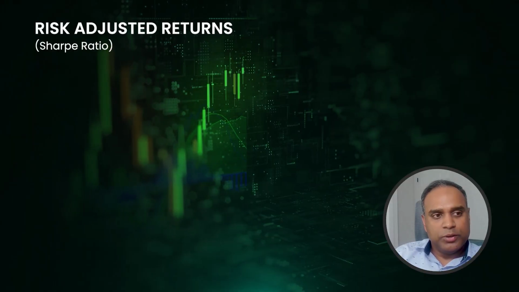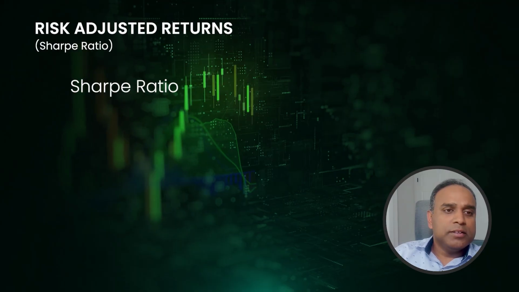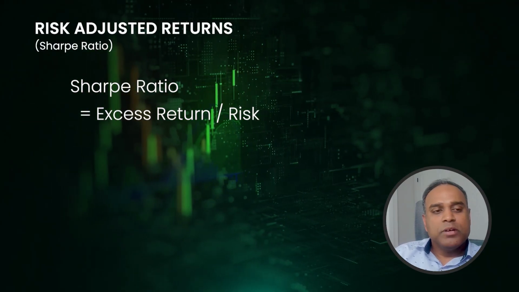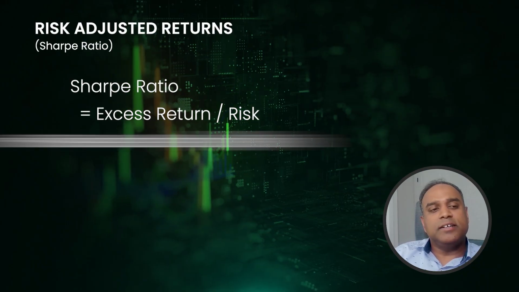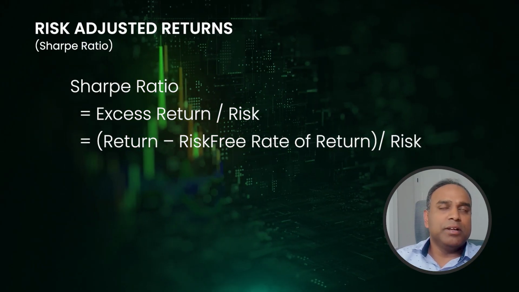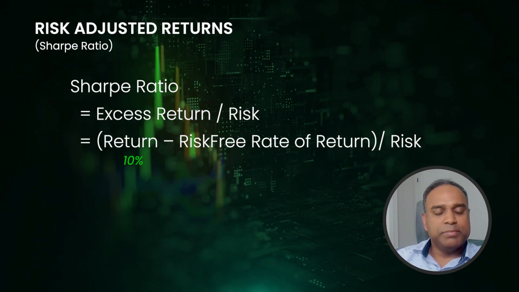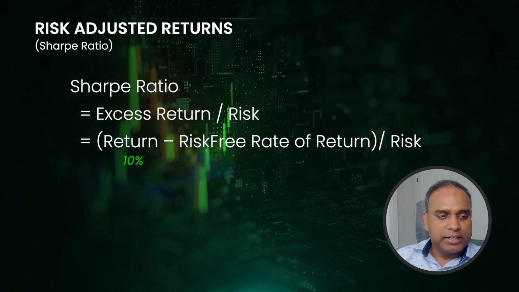There are a couple of popular ratios which measure the risk adjusted return. The first one we're going to look into is called the Sharpe ratio. The Sharpe ratio formula is excess return divided by risk. What is excess return? Return is, for example, let's say we get 10% return on a stock investment. That's the return percentage.